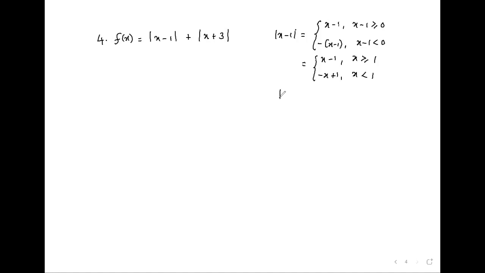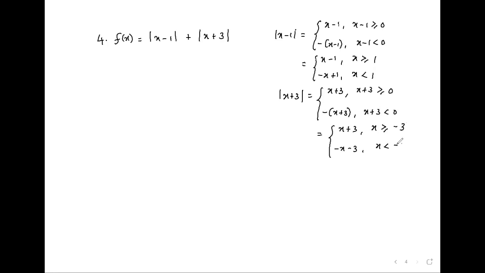So, leave that one there. We come and get x plus 3. The absolute of x plus 3 will be x plus 3 if x plus 3 is greater or equal to 0, and we have minus of x plus 3 if this is less than 0. So it means I have x plus 3 if x is greater or equal to minus 3. Then multiplied by minus, the negative, if x is less than minus 3. So now we have 4 statements.